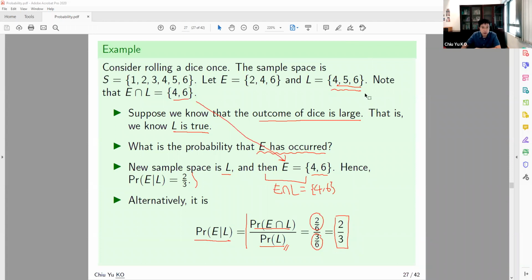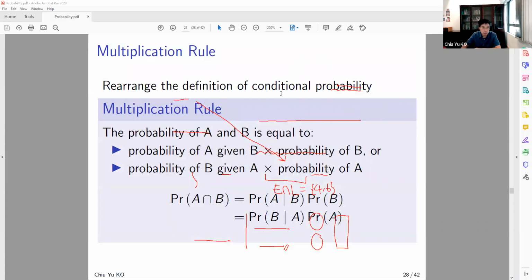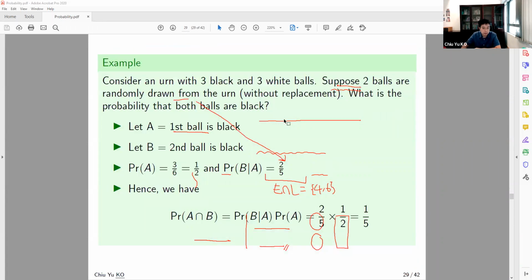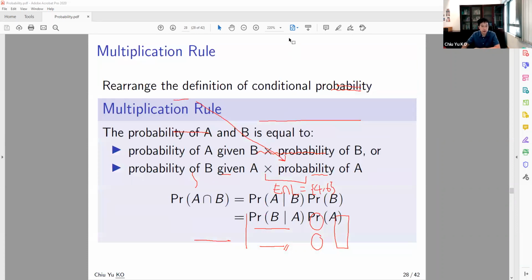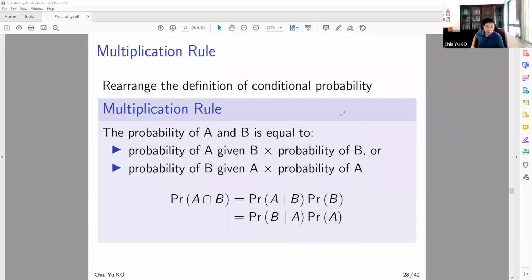If there are no more questions, then we talk about this a little bit before we end. I want to talk about the multiplication rule. Okay, this is nothing new, this is rather simple.